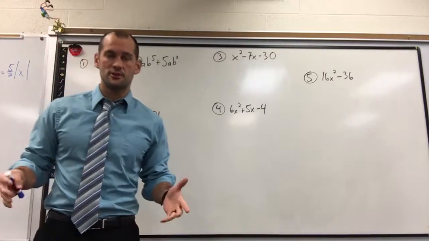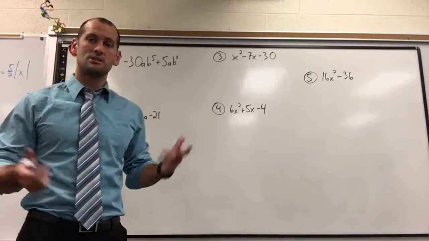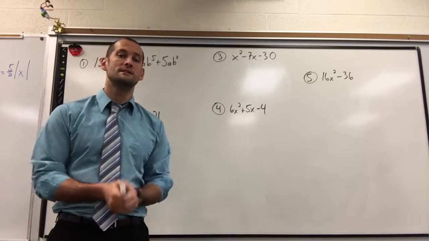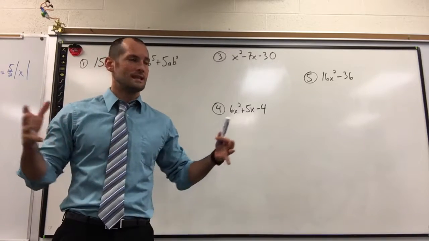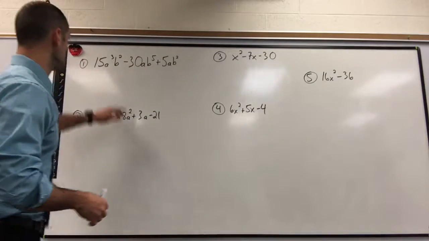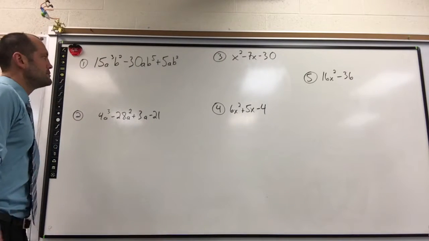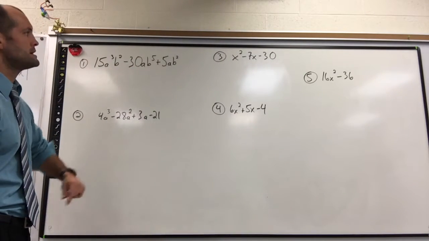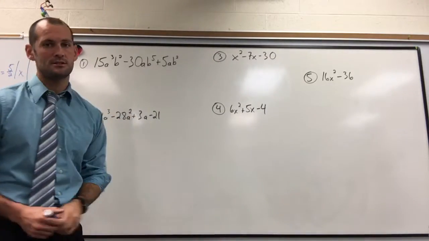Now, the very first step of factoring in any case is always GCF. You look for the greatest common factor. What's the most that all terms share? So we're going to start with this one. 15a cubed b squared minus 30ab to the fifth plus 5ab squared.